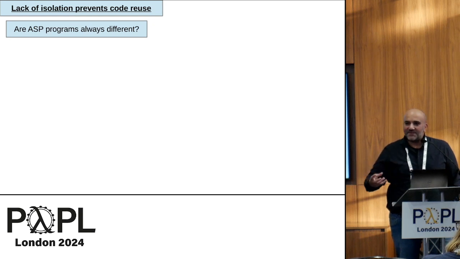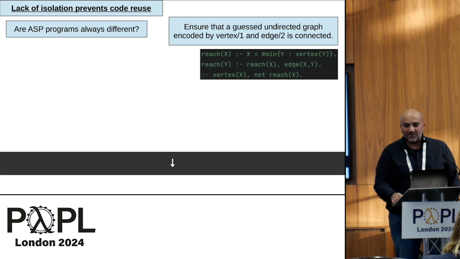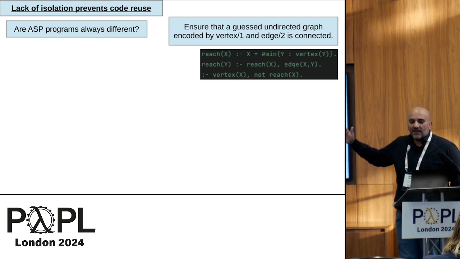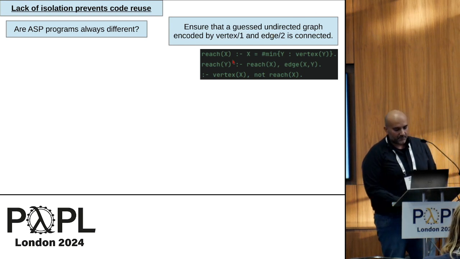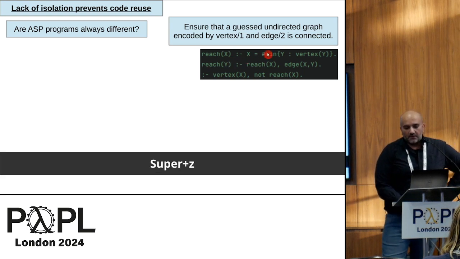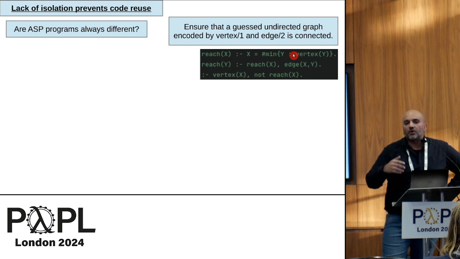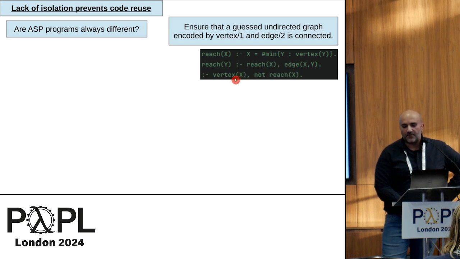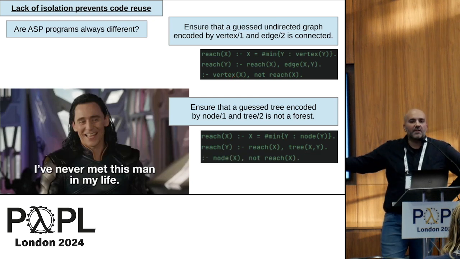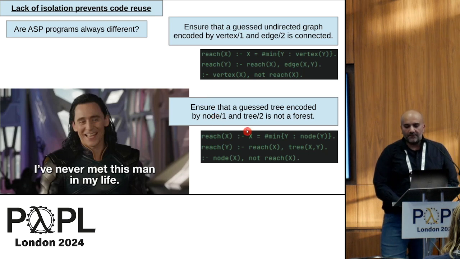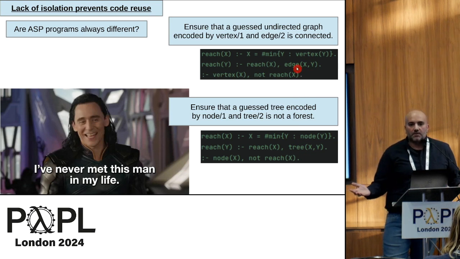And it's not because in ASP every time we have different programs. If you consider having an undirected graph and checking that it's connected, you are very likely going to write three rules like this. You start with a node, let's say the first one according to some total order that the ASP engine is going to provide. Then you compute the reachable nodes in the relation edge from that node. It's a recursive rule, and then you finally check that you really reach every vertex. Now, take another problem. You have a tree, and you want to check that it's not a forest. Obviously, it's the same program. The only difference is that you use a node instead of vertex, and you use a tree instead of edge. But the program is the same. So why would you want to write it again?